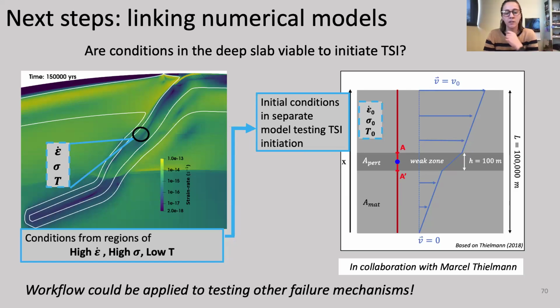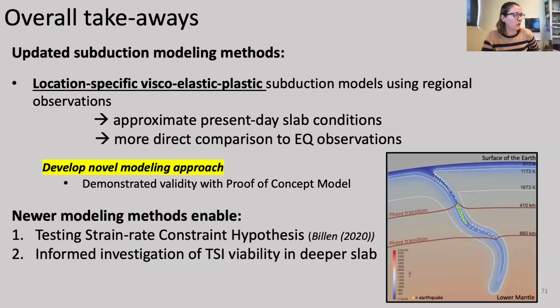And then, yeah, also the last thing about this part is that this workflow of taking the subduction modeling conditions here and feeding them into be the initial conditions of the TSI model is a workflow that could be applied to testing the other failure mechanisms as well. So using numerical models for the other mechanisms by kind of feeding them the initial conditions that were the outputs of the subduction model.